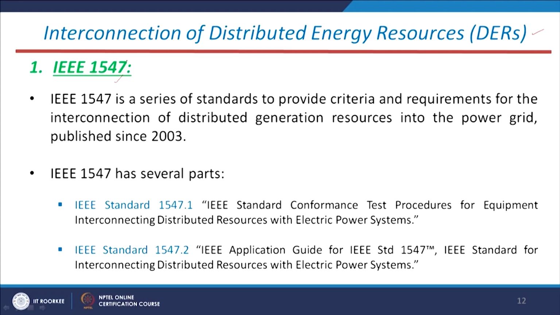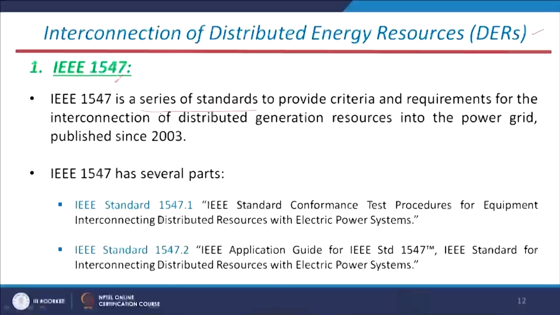This IEEE 1547 series is used for interconnection of distributed energy resources. Standards are written in this series IEEE 1547. This is a series of standards, as I said, we have 1547.1, .2, .3, .4, so on. It is a series of standards, and these standards provide the criteria or requirements for the interconnection of distributed energy resources into the power grid, and these standards were basically published in 2003.